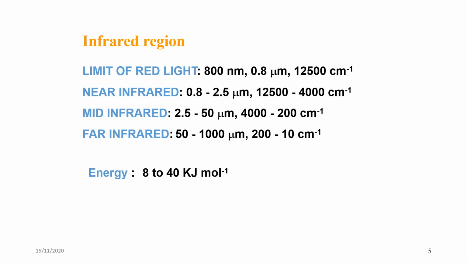Here, the region corresponding to 0.8 to 2.5 micrometer is called the near infrared range. Then 2.5 to 50 micrometer is called the mid-infrared range, and 50 to 1000 micrometer is called the far infrared range. These are the values given in terms of wavelength. At the same time, here the values are expressed in terms of wave number.